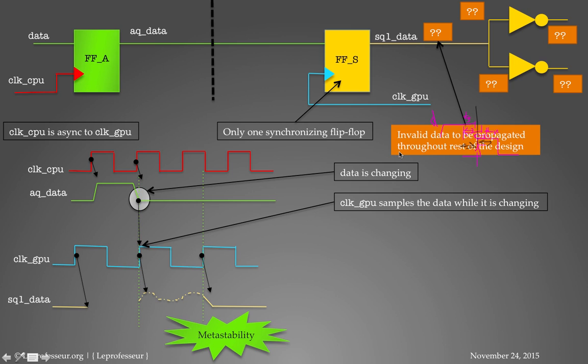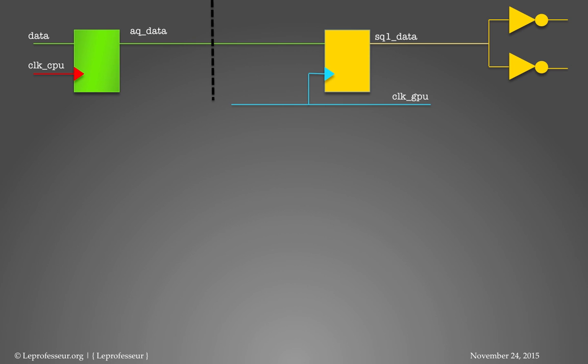The result of that would be the invalid data will be propagated throughout the design, and your design is not going to work, okay. So what we can do, simply we can use a technique called two flip-flop synchronizer, okay. So what it is, basically we had one flip-flop already and we add one more flip-flop here, just before using the data in the rest of the circuit, okay.